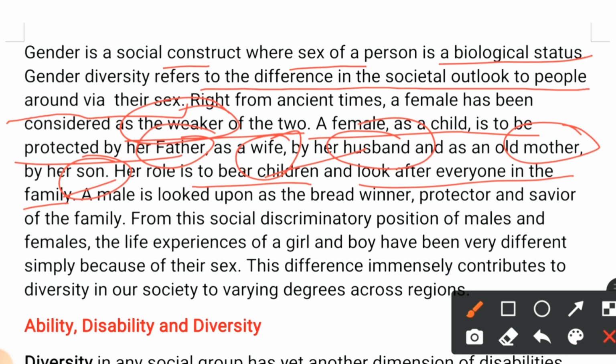A male is looked upon as the breadwinner. His role is considered to be just to go out and earn money to support the family. As a breadwinner, he is a protector, he is a savior of the family. From this socially discriminatory disposition toward males and females, the life experiences of girls and boys are very different from each other, just because of their sex. This difference immensely contributes to diversity in our country and society, to varying degrees across the regions.